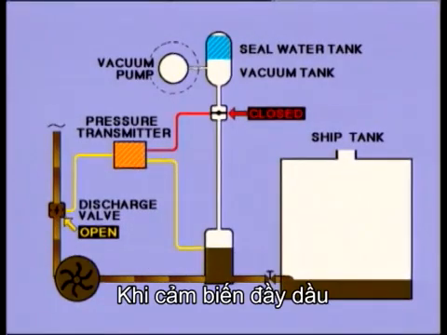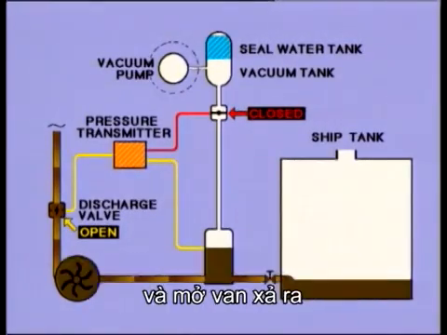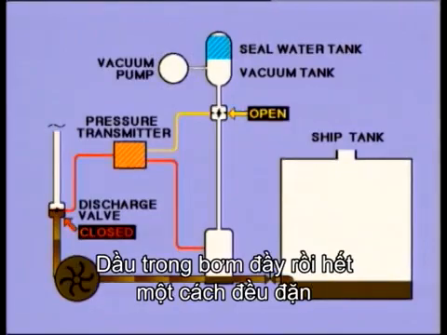When the separator is filled, a signal is sent to the vacuum valve to close and the discharge valve to open. The pump starts to work in a priming cycle. The pump fills and empties regularly.